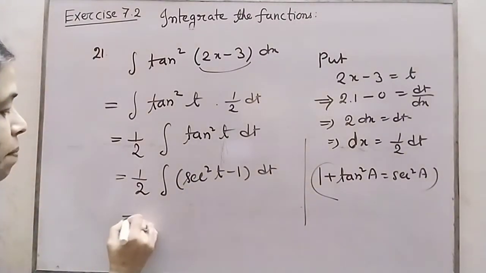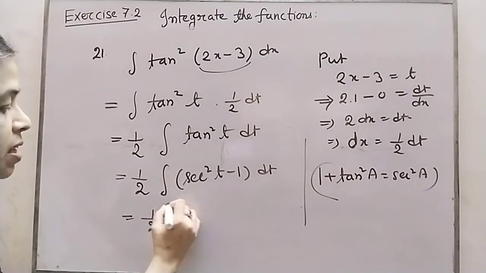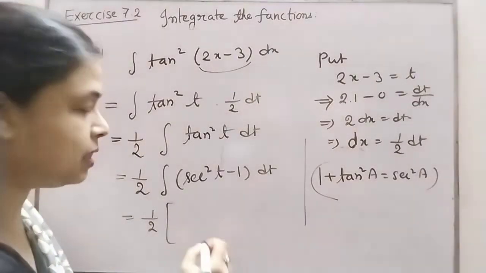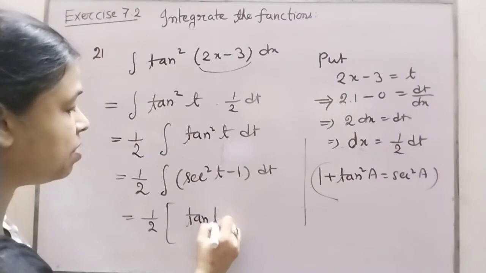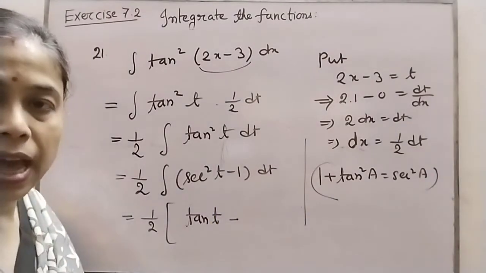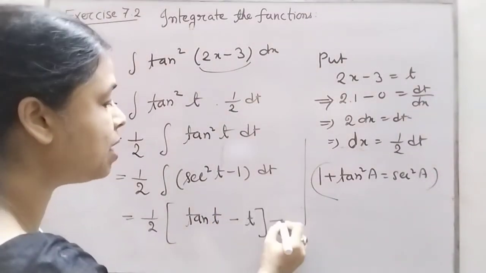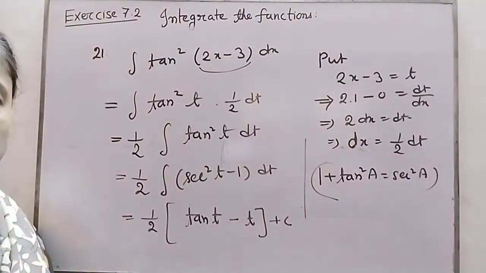Now, this is integrable. What is the integration of sec square t? It's equal to tan t, is it not? Minus the integration of dt, and the integration of dt is t. And plus we have a constant of integration that is equal to c.